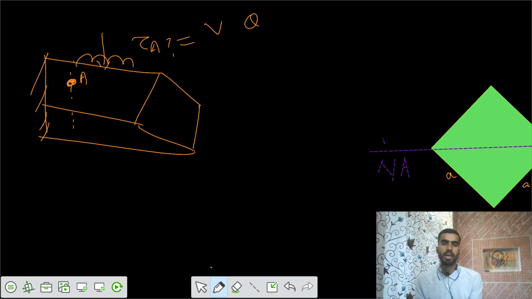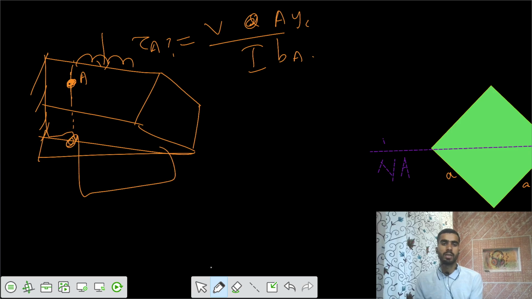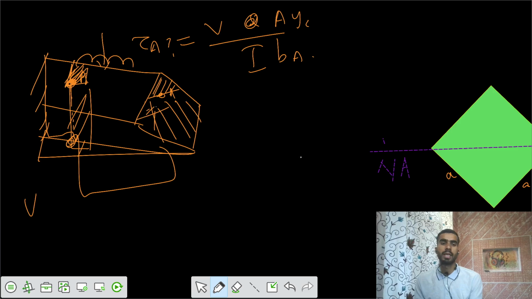We have the equation VAȳ by Ib at A. So what's the shear force at that location? From the shear force diagram, you can have some shear force here. So that is V. And we want to say what is the first moment of area. You can take the area above that point A, or you can take the area below that point A in the actual cross section.